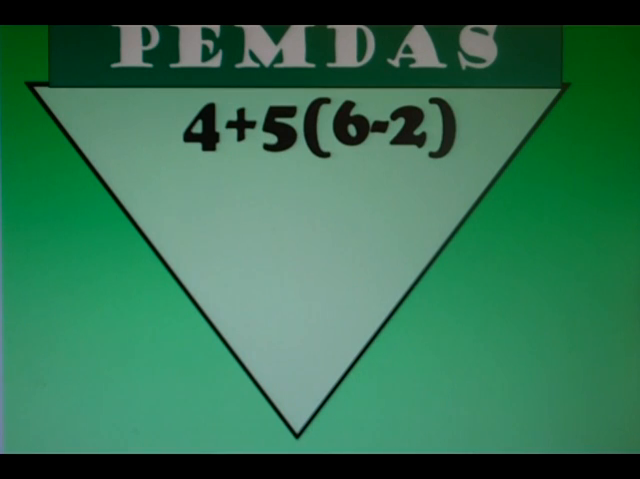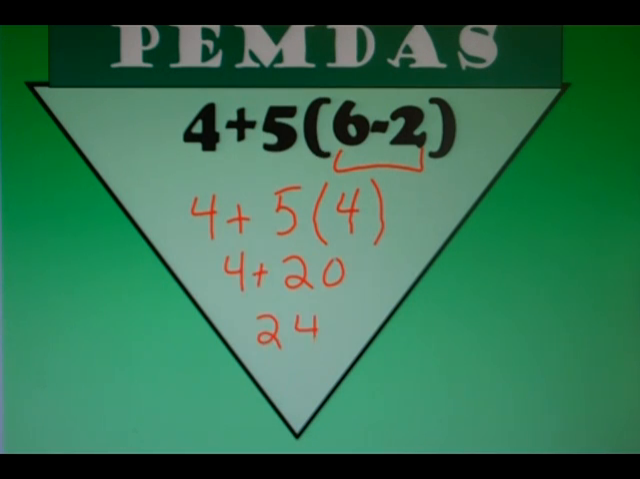Now on this problem, we begin again with our parentheses. Well, 6 minus 2 will give us a 4, so we're left with 4 plus 5 times 4. Next step would be to multiply. 5 times 4 would give me 20, so we're left with 4 plus 20. Add the two, we're left with the final answer of 24.